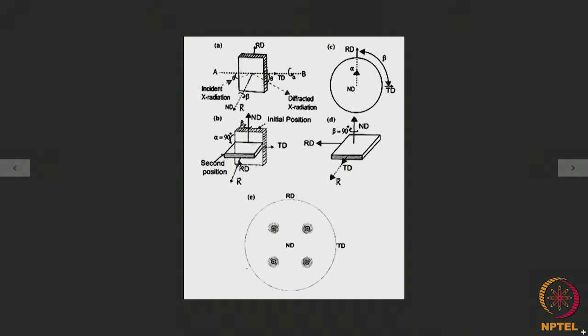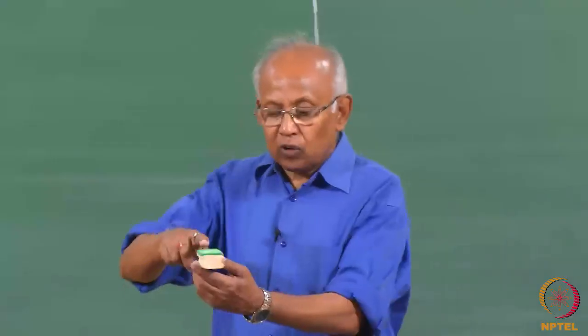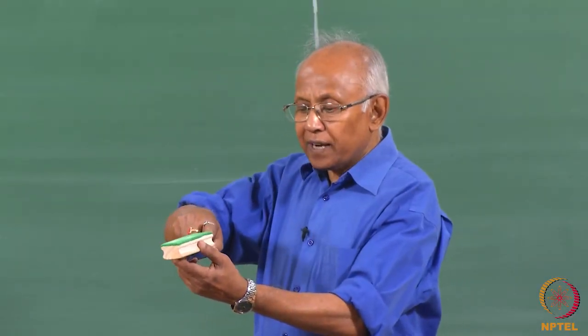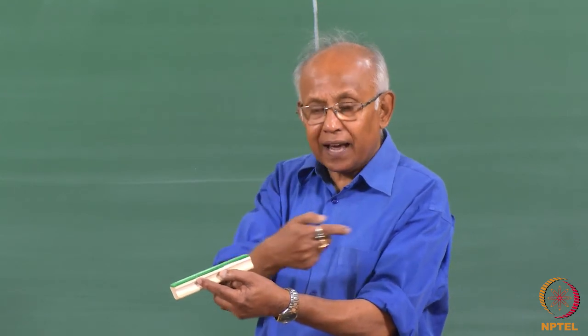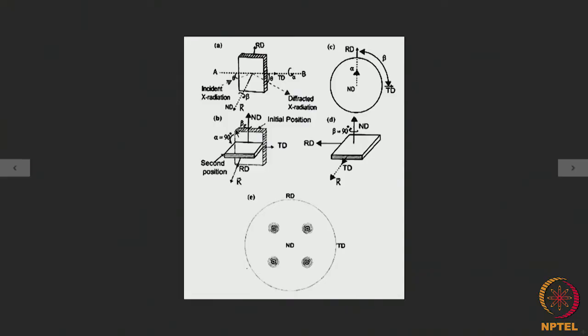Now, when it comes to the horizontal position, we find that RD, which was in this direction, comes in this direction. So, RD becomes the same as the K direction. So, you see that the K vector and RD become the same. So, this is the second position. Now, suppose this specimen is rotated in its own plane. So, your RD is now pointing this way. If it is rotated 90 degrees, then RD goes in this direction and TD and the K vector become the same. So, this is a position like this.